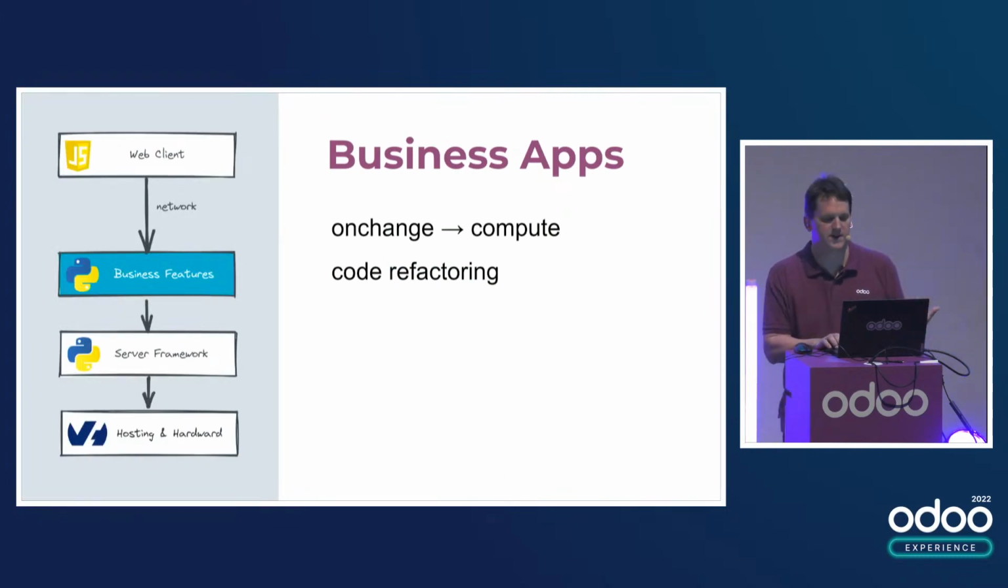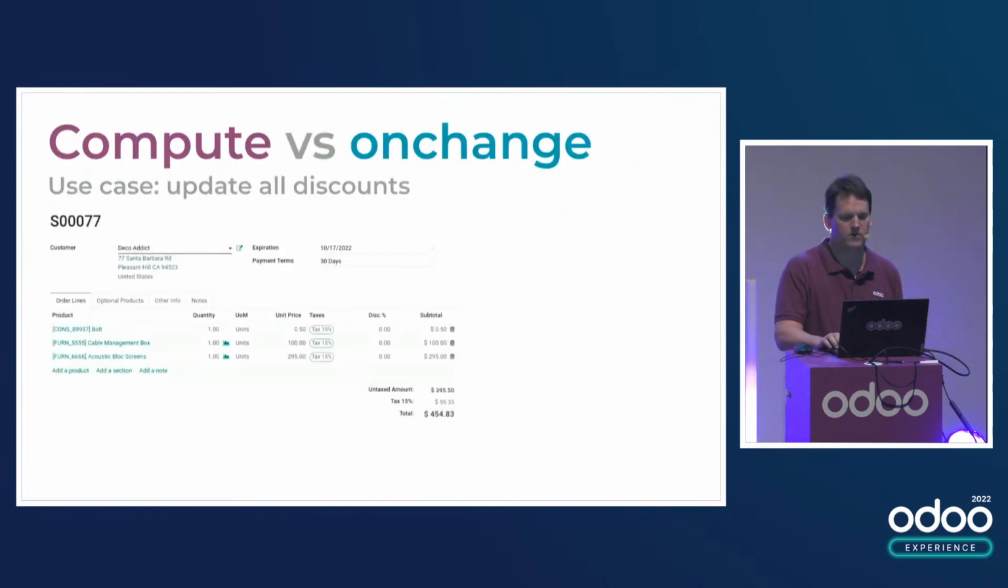We improved a lot the business apps. One of the biggest changes we did is to move from the legacy on-change method to the compute one. That's been a lot of refactoring, and I'll explain why it's great, why computes are better than on-change.